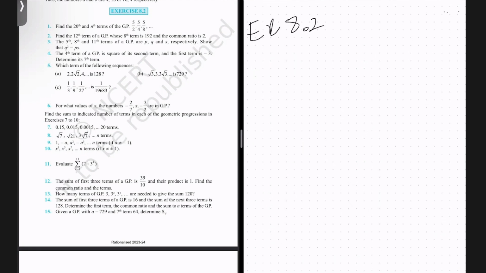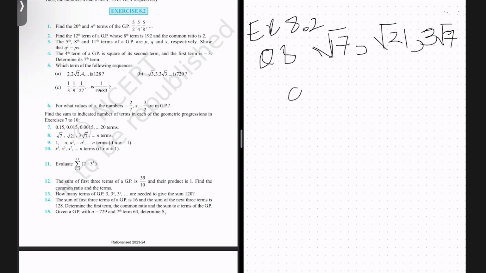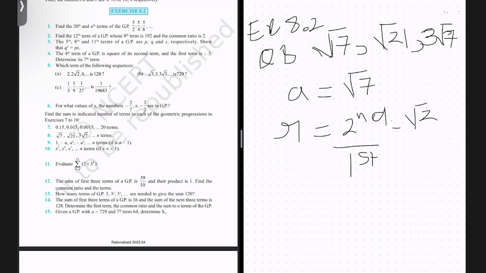In the 8th question, you have: find the sum to n terms in the geometric progression root 7, root 21, 3 root 7, and so on and so forth, right? So first, let us see what is going to be the first term of the GP. That is very obvious to us all. That is root 7. Let us find out the common ratio of this GP. Common ratio, again, second term divided by first term, and that is going to be nothing but root 21 divided by root 7, and that is nothing but root 3.